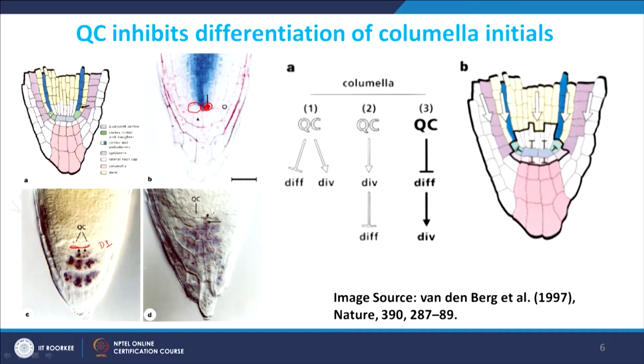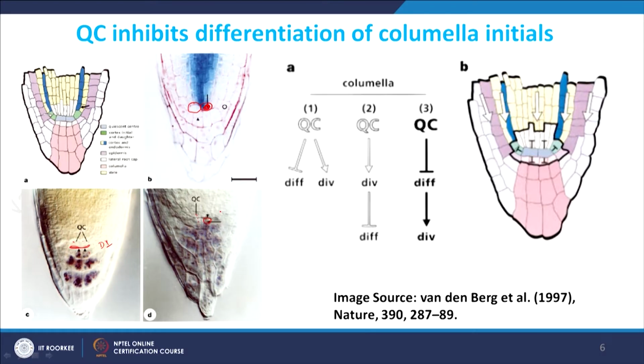But if you look at this case where the QC was depleted, the cell which is below the QC in the D1 layer, called the columella stem cell, is still maintaining the stem cell identity. It has not accumulated starch. But the cell which is below the ablated QC has started accumulating starch, which means that this cell has lost its capability as a stem cell and has started differentiation. So, this tells that QC is very, very important in maintaining a cell's stem cell identity.